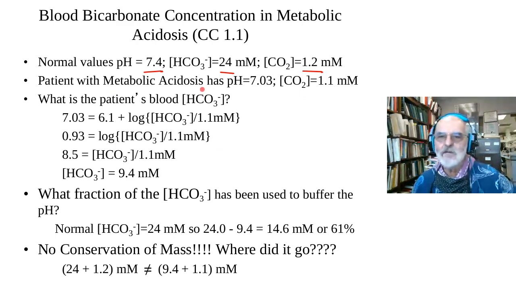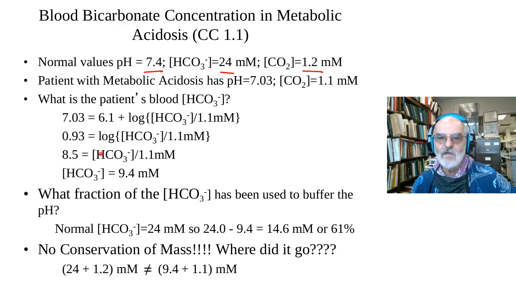Imagine a patient with metabolic acidosis has a pH of 7.03 and a CO2 concentration of 1.1 millimolar. So the question is, what is the patient's bicarb? I'm giving you two values, the pH and a concentration, and you want to solve for the bicarb. So if the pH is equal to 6.1 plus the log of bicarb over 1.1, take this difference, it's 0.93. The anti-log of 0.93 is 8.5.